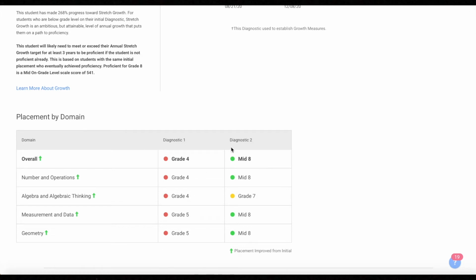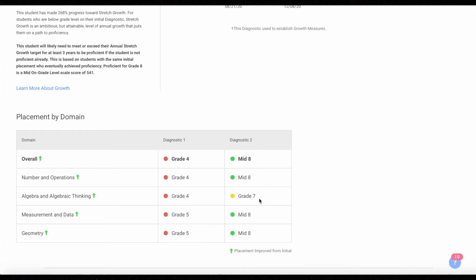After taking Diagnostic 2 and becoming on grade level overall, this student was at a mid-8th grade level for numbers and operations, grade 7 for algebra and algebraic thinking, mid-8th grade for measurement and data, and mid-8th grade for geometry.